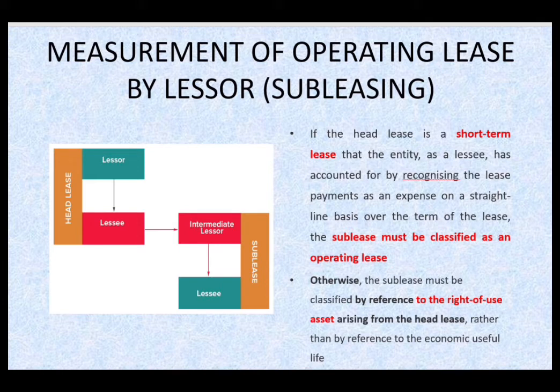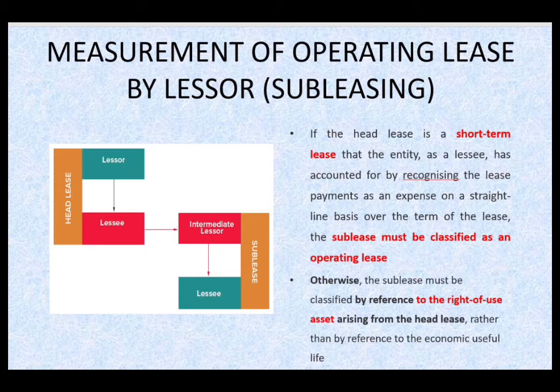Moving on to my part, I will cover the measurement of operating lease by lessor under subleasing. Actually, there are two types of methods that can be used to measure. The simplest one is the straight line basis method, which will be covered by Shafiq later. The other one is the right of use asset, which is more complex when applied by a lessor in a sublease arrangement. So what is a sublease?